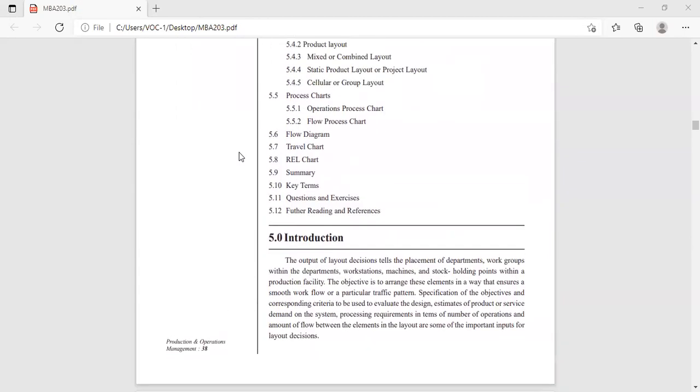So the output of the layout decisions tells the placement of the departments, work groups within the departments, workstations, machines, stock handling points within a production facility. The objective is to arrange these elements in a way that ensures a smooth workflow or a particular traffic pattern. So this is the main objective, to continue on having the smooth workflow.